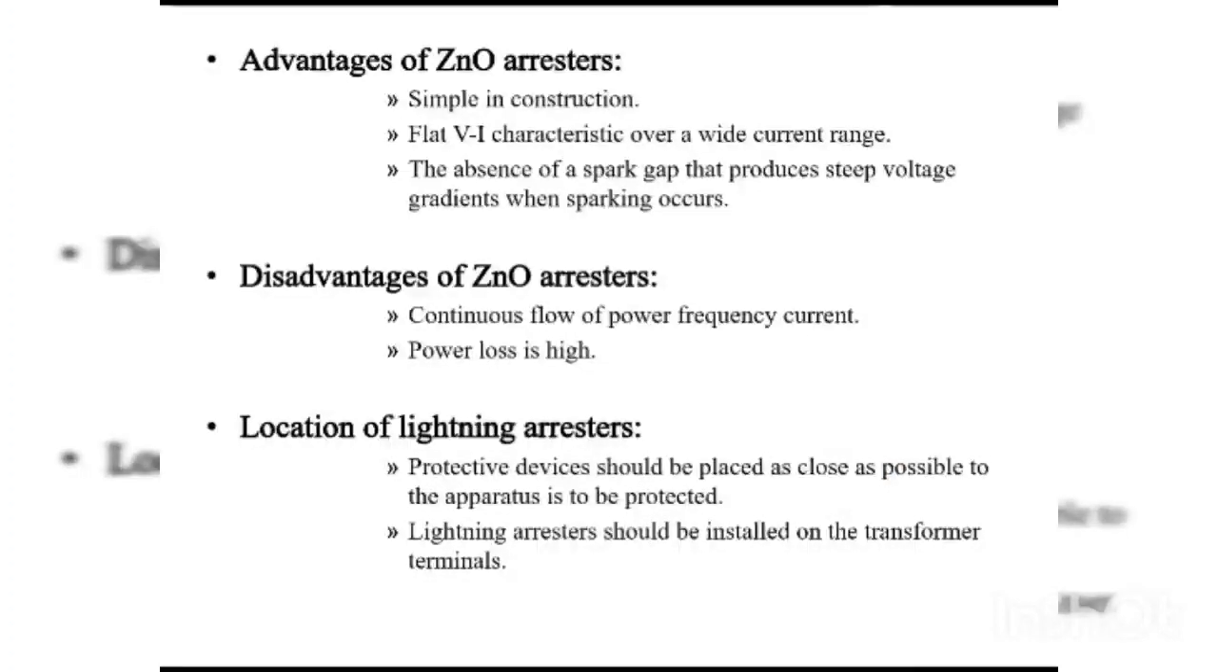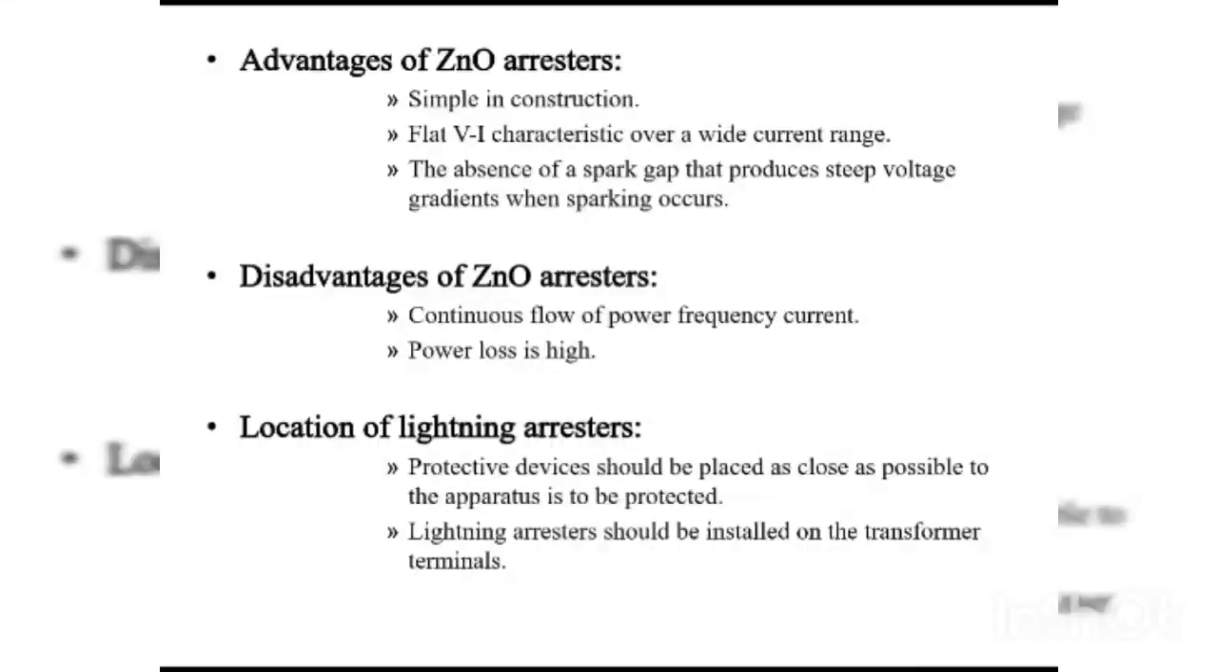The advantages of ZnO arresters: simple in construction, and a flat VI characteristic over a wide current range. Hence we know that the voltage-current characteristic of ZnO is V directly proportional to I^N. In silicon carbide arresters, the presence of spark gap produces a step voltage gradient when sparking occurs. Disadvantages of ZnO arresters, that means zinc oxide arresters: continuous flow of power frequency current, so power loss is high.